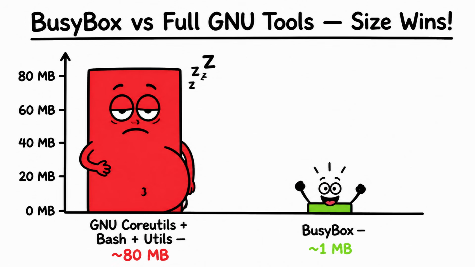Let's talk about size, because this is where Busybox really blows your mind. If you installed the full GNU coreutils, plus bash, plus all the standard Linux utilities separately on a system, you'd be looking at roughly 80 megabytes of files. Now compare that to Busybox. The whole thing is about 1 megabyte. That's 80 times smaller. For an embedded device with only 8 megabytes of flash storage, that difference is the difference between possible and impossible. Busybox doesn't just save space, it makes Linux viable on tiny hardware.